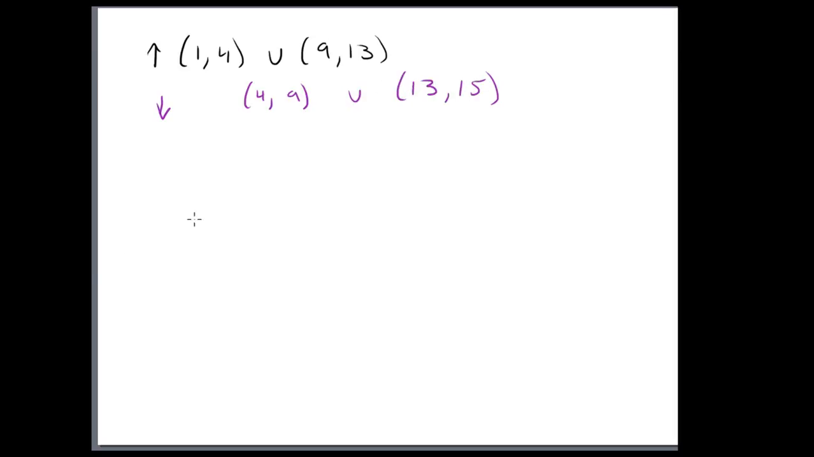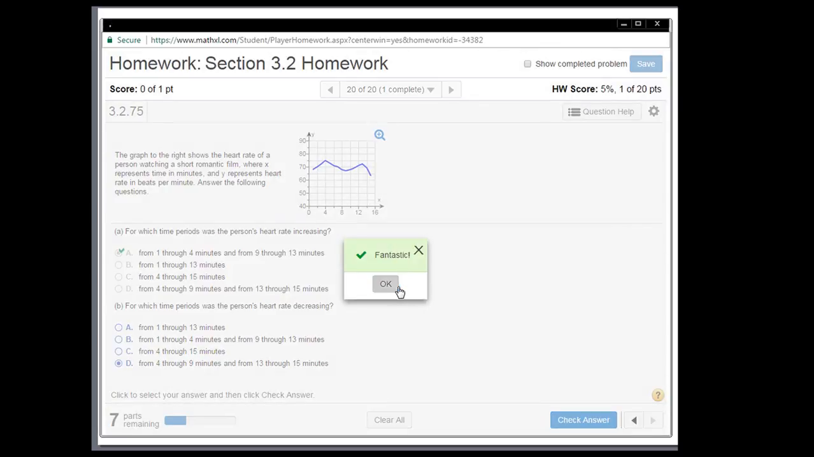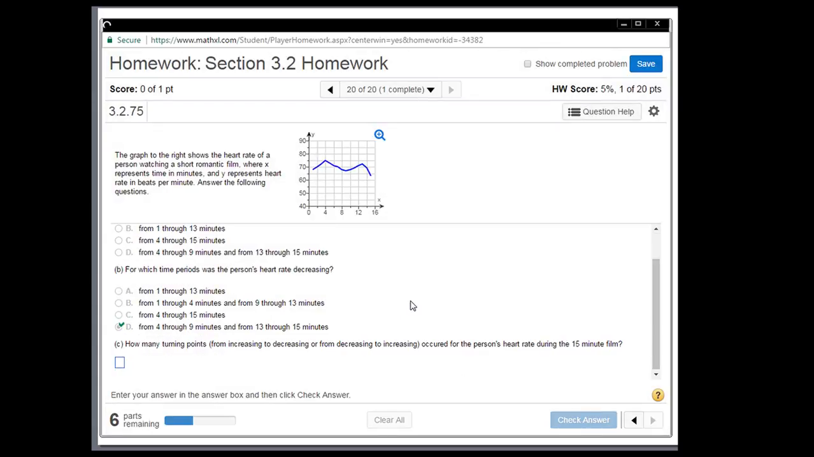We had increasing 1 through 4 and 9 through 13. And that leaves the gaps for it to be decreasing on 4 through 9, unioned with 13 through 15. All right, so we're kind of filling in the gaps there. We're making sure there isn't an overlap between increasing and decreasing.